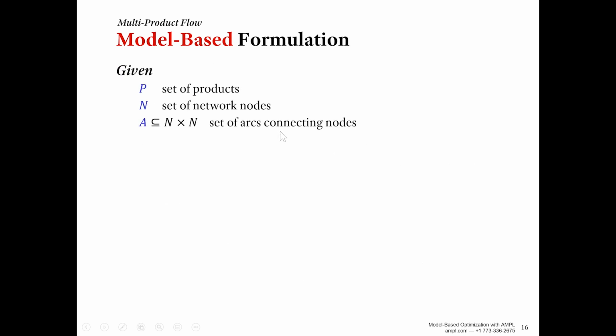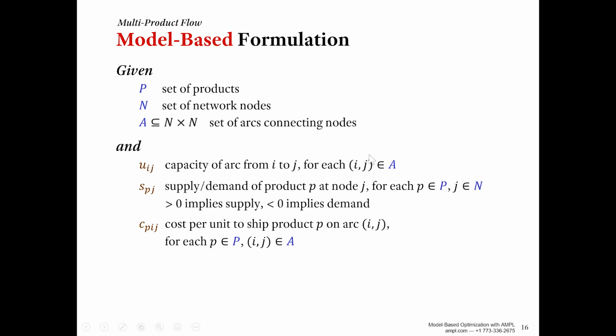So here's a formulation for that problem. I say I've got a set of products and a set of nodes and a set of arcs, which are pairs of nodes. So, an arc is just an origin node and a destination node. And now I have all sorts of data which I can write like this. Uij is the capacity of the arc from i to j. And similarly for supplies and costs, I can write down all this data. That's just describing it.